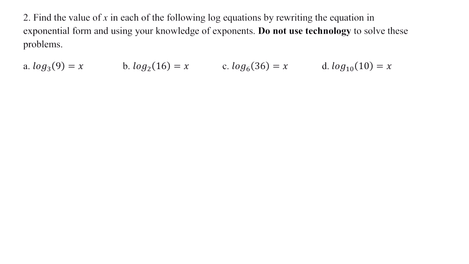Problem 2. Let's find the value of x in each of the following log equations by rewriting the equations in exponential form and then using our knowledge of exponents. We're not going to use technology to solve these problems. So first, for part A, 3 is our base. And the x becomes the exponent, so we know 3 to the x equals 9. 3 to what power equals 9? Yes, it is 2. If you said 2, you are correct, since 3 squared equals 9.